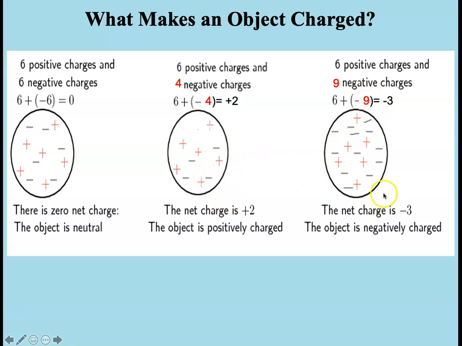Now, if you take this atom with 6 protons and you decide to add electrons to it, now we have the same 6 protons, but now we have 9 negative electrons. So 6 minus 9 is negative 3. So this has a negative 3 charge. It's negatively charged. And so again, how do you charge objects? You either add electrons or you subtract, you take away electrons, but you never change the protons.